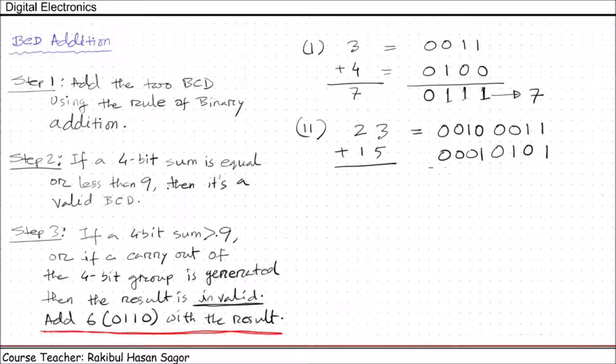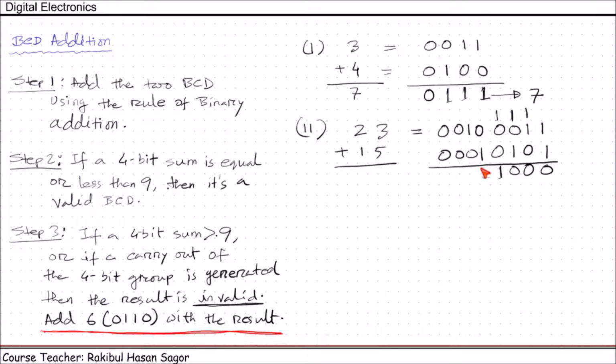Now add these two numbers using binary addition. 1 plus 1, that will give you 0 and 1 carry will go there. 1 plus 1 plus 0 will give you 0 and 1 carry will go there. 1 plus 1 will give you 0 and 1 carry will go there, and 1 plus 0 will give you 1. Is this a valid BCD? This is a valid BCD. So we do not have to do anything.